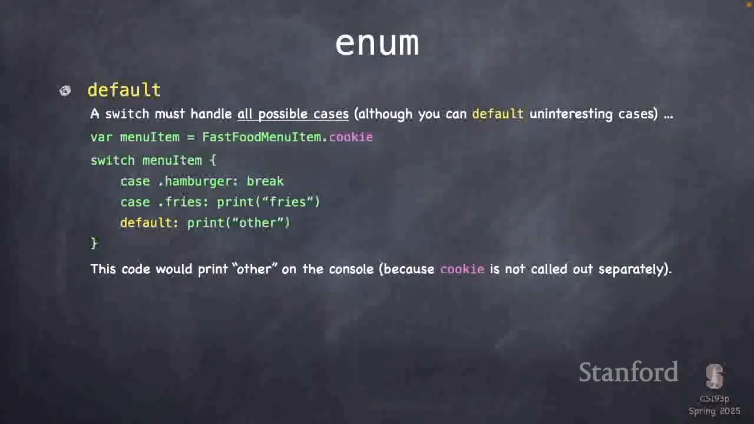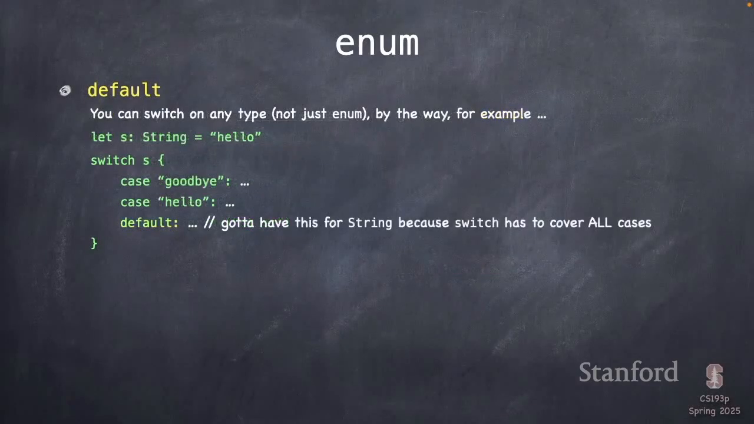So that's default. Now, what's interesting is you can switch on other things besides enum. You can switch on a string. But if you switch on a string, you absolutely must have default, because there's no way you can have a case for every single string in the world. That's infinite. So you have to have a default clause if you're switching on a string.